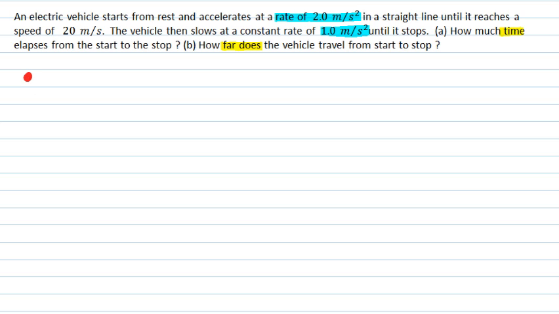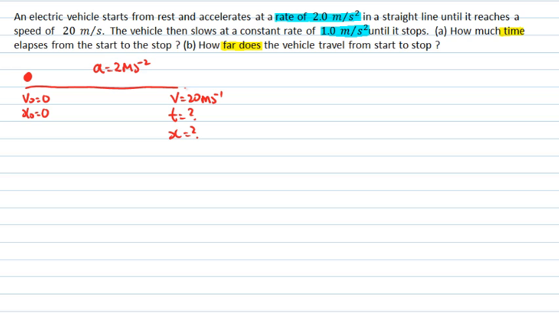So this dot represents my car. The red line represents the path the vehicle takes. Initially, it was at rest, and I'm going to take the initial position for the car as being zero. I know that the car has an acceleration of 2 meters per second squared. And at this point, the final velocity is 20 meters per second. What I don't know is how long that particular journey takes, or how far that car has travelled yet.